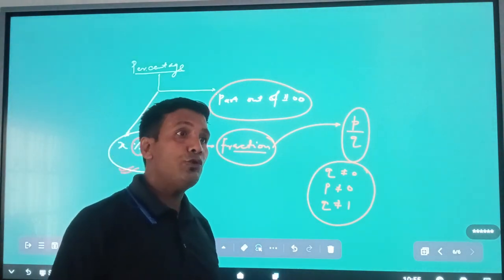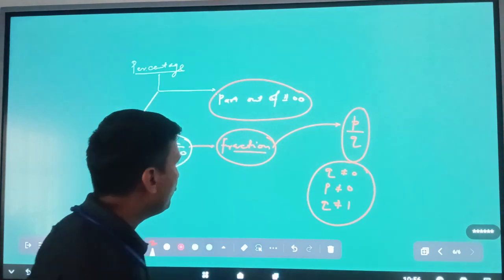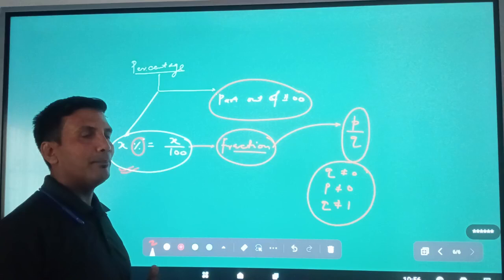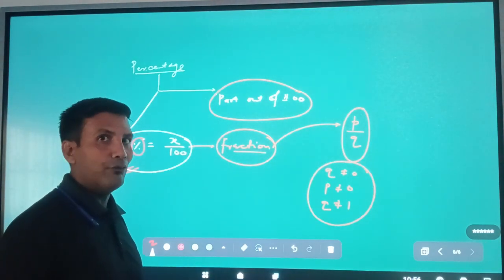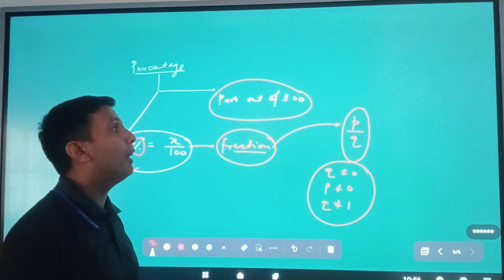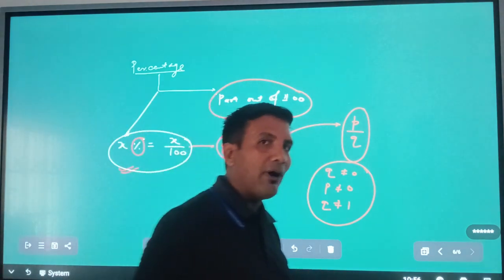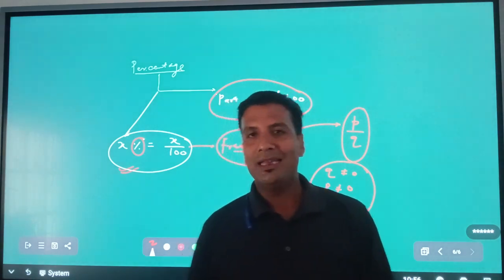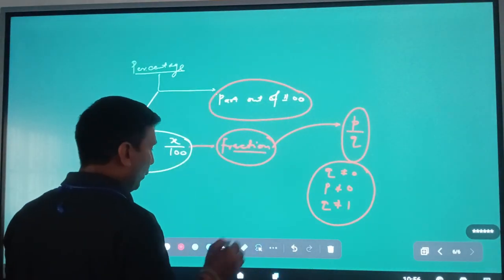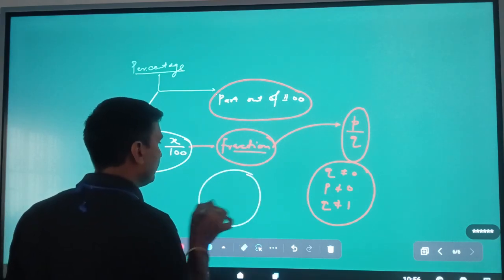And what is the actual mental application of a fraction? Suppose your friend wants 2 by 5 of the whole pizza that you have bought. Your friend wants 2 by 5 of the whole pizza. It means the pizza would have been in 5 equal parts.